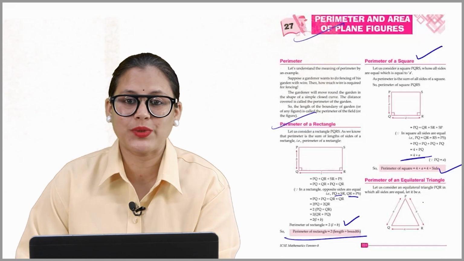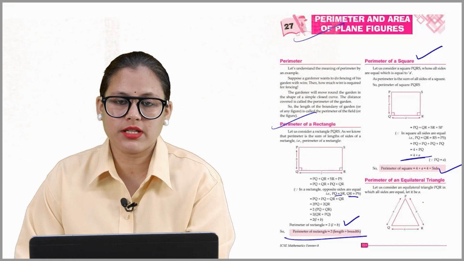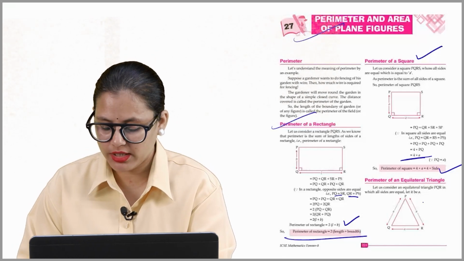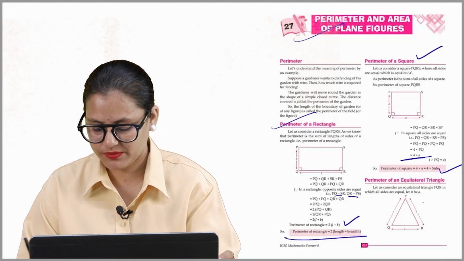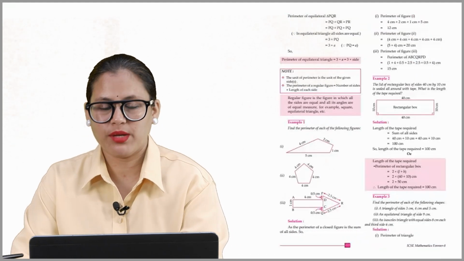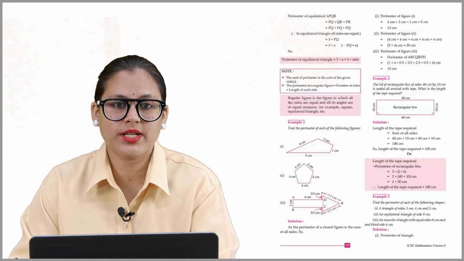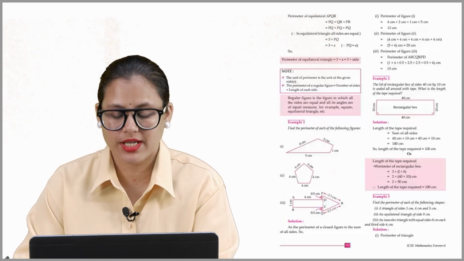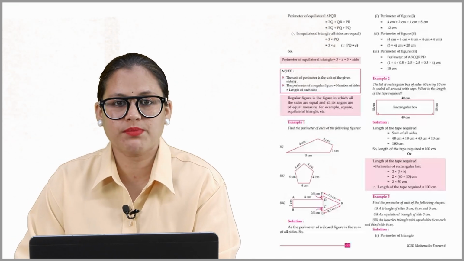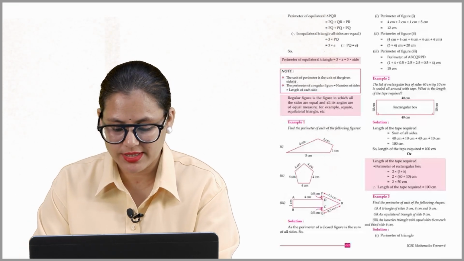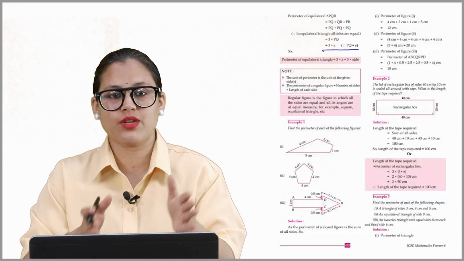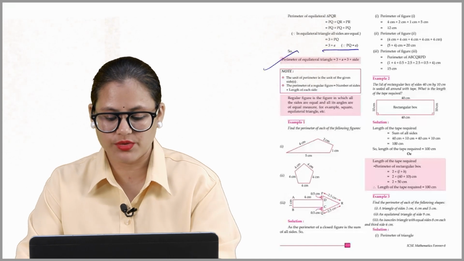Now perimeter of an equilateral triangle. Let us consider an equilateral triangle PQR. And in an equilateral triangle, you know, all three sides are equal. So perimeter of equilateral triangle PQR is PQ plus QR plus PR, and we can also write PQ plus PQ plus PQ, or 3 into PQ, that is 3 into A, that is 3 into side. So this is the perimeter of an equilateral triangle.